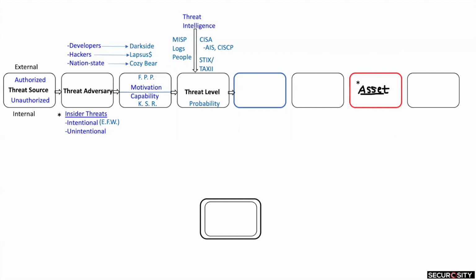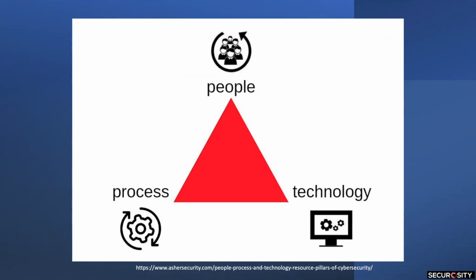We now know our threat sources, our threat adversaries, their motivations and capabilities, and the threat level. What we want to know next are the vulnerabilities that our threat adversaries will likely exploit to compromise our assets. Vulnerabilities are weaknesses with PPT, people, process, and technology that can potentially be exploited by our threat adversaries to cause harm to our organization.